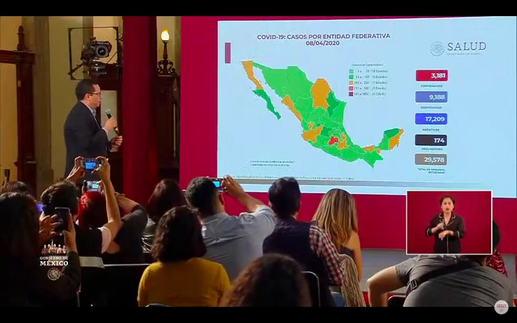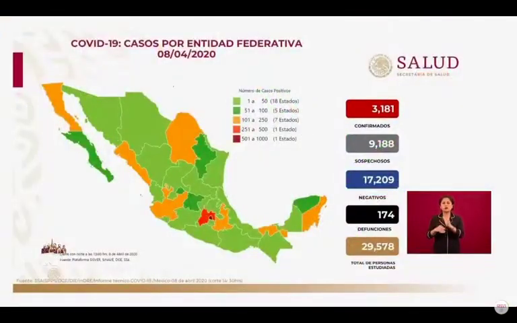The second slide is the Mexican situation. We have to this day 3,181 confirmed cases. We also have over 9,000 negative cases, 17,000 suspect cases, and unfortunately 174 fatalities so far. And you can see on the map the distribution of the disease per state within the Mexican territory.